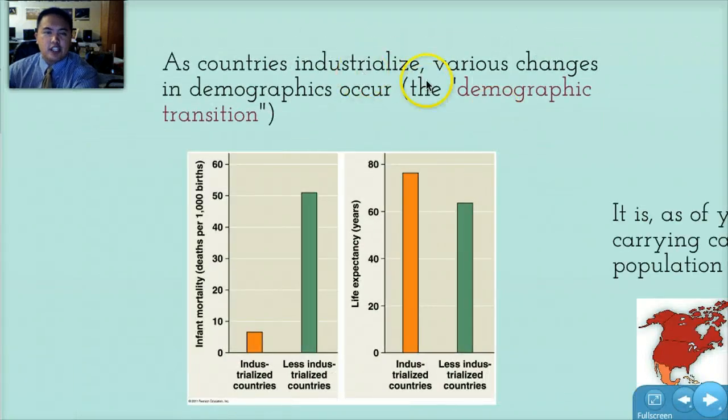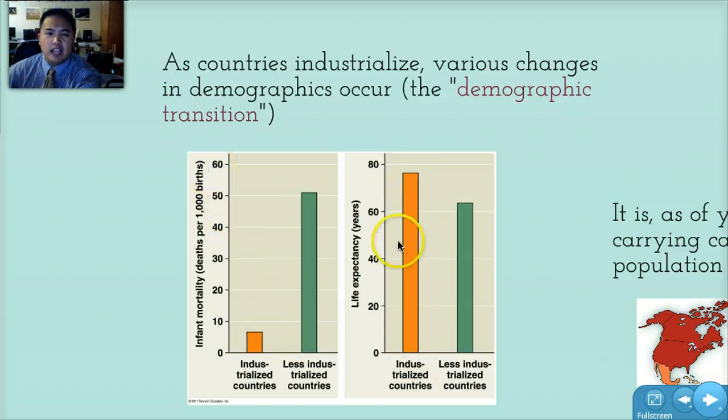As countries industrialize, various changes in demographics occur. The demographic transition refers to how population growth changes as countries industrialize. So this is infant mortality, how many deaths there are per 1,000 births. If you're in an industrialized country, they barely have any. We're looking at about 5 per 1,000 infants dying. But for less industrialized countries, we're talking about 50 or over 50 per 1,000 births dying.